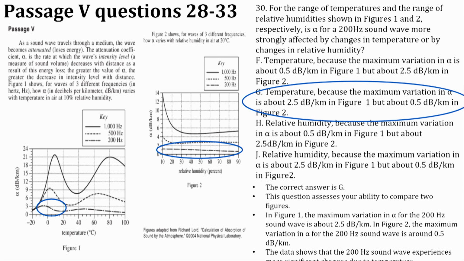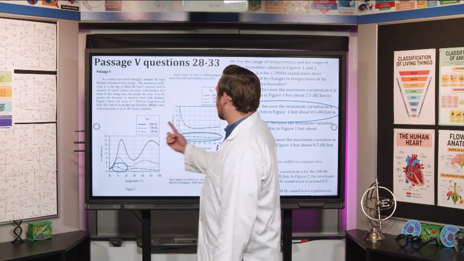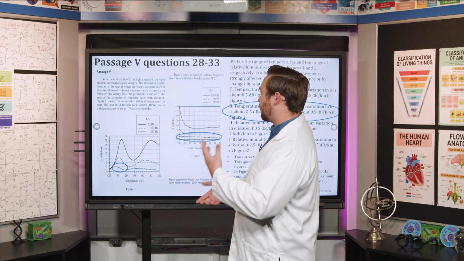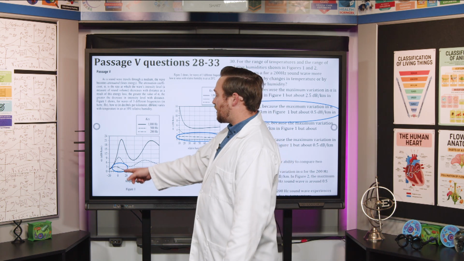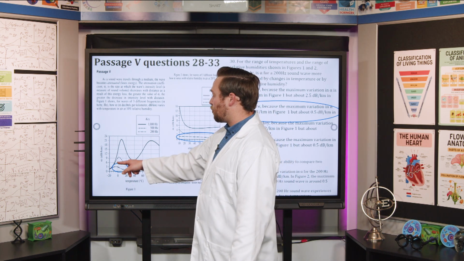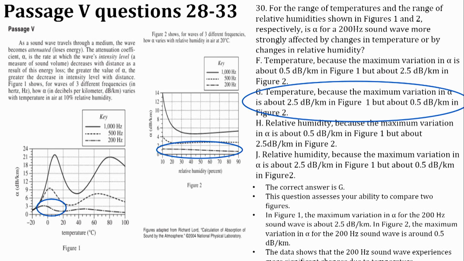Again, what we're really doing here is looking at the 200 hertz sound wave for both figures and seeing which one had more fluctuations. You can see that in figure 1, it dips a lot in this circled portion. It goes from 3 to 0.5, and so that's a pretty big difference. When I look at figure 2, however, it's a steady decrease that is not going to be as great of a difference there.